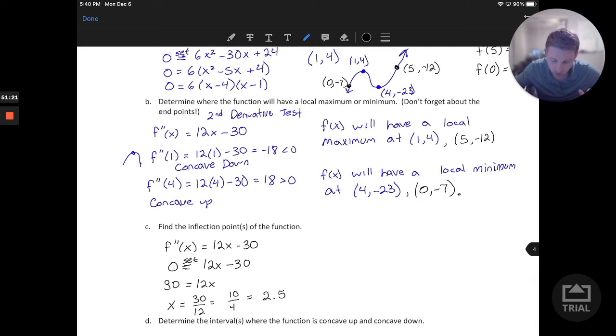If we're looking on our graph, 2.5, I didn't draw it perfectly, but that's again splitting these 2 points at the input of 1 and input of 4. So x equals 2.5 would be our inflection point.